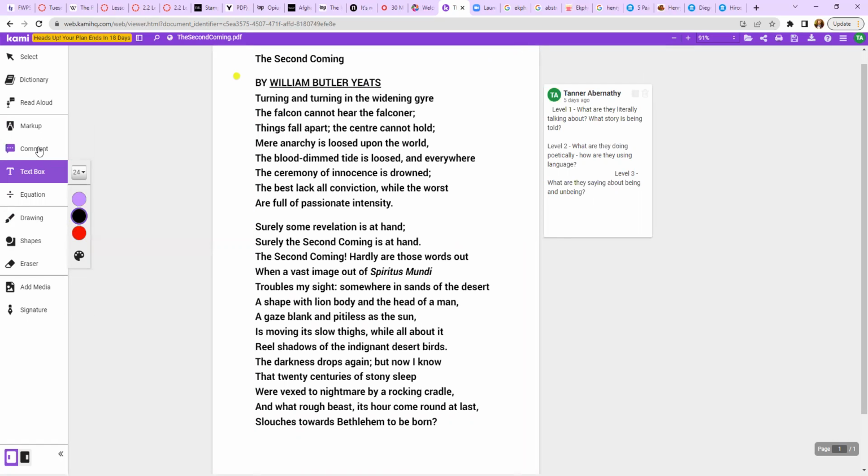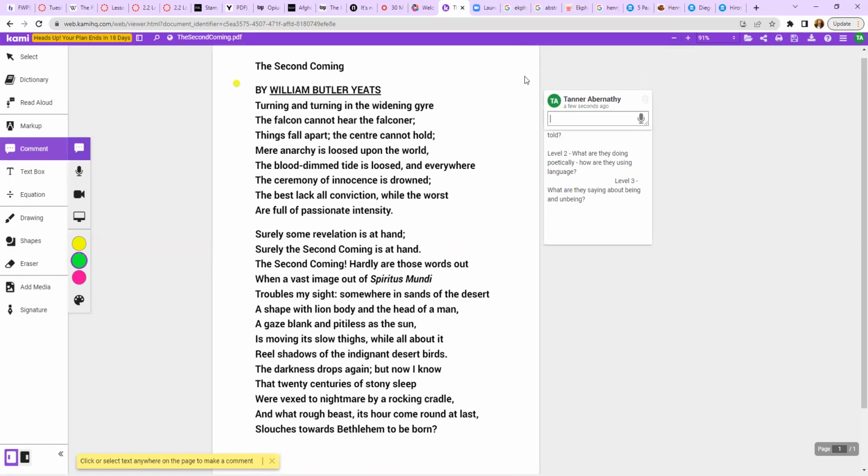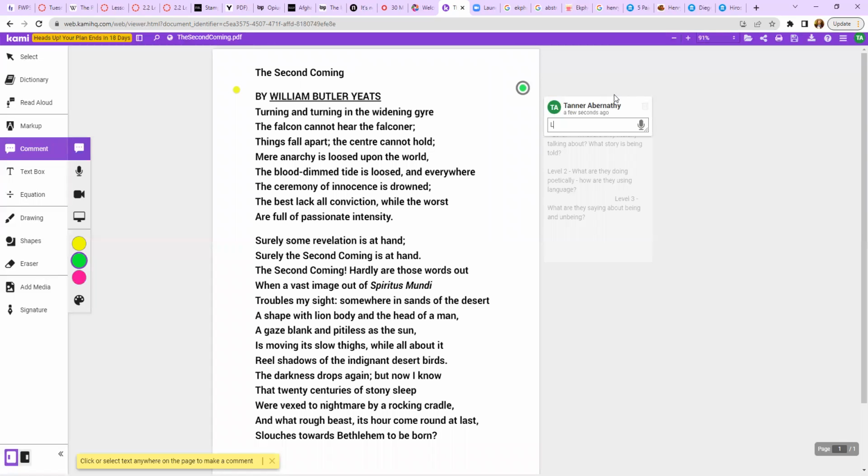So maybe I'll leave a little comment just defining words. So this is, I'll just do L1 for level 1, right? Gyre, like a spiral. So there's a bird flying away from a person, and the bird can't hear the person anymore. That's definitely going to be like a metaphor, but that kind of gets into level 2.